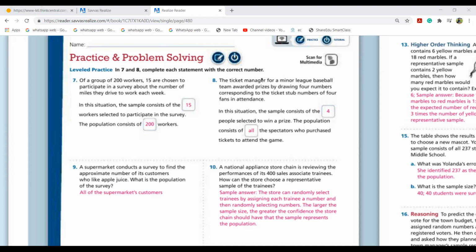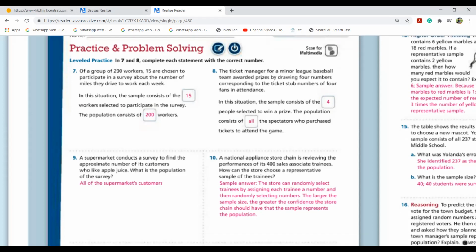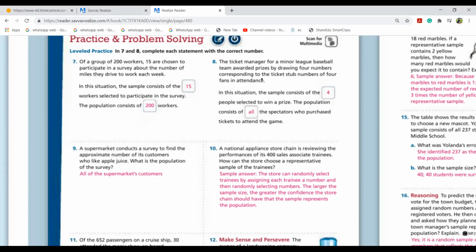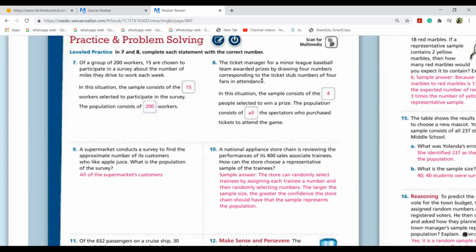The tickets manager for a minor league baseball team awarded prizes by drawing 4 numbers corresponding to the ticket stub numbers of 4 fans in attendance. In this situation, the sample is 4. The population is all of the spectators who purchase the tickets. Because we don't know the number, we just write all here. And we write 4 because they said they draw 4 numbers. Do you know the meaning of drawing? It's not coloring. Drawing is you're picking up 4 chits.